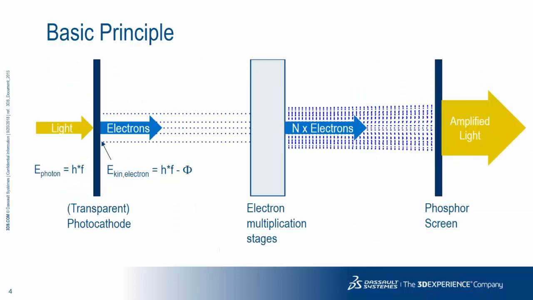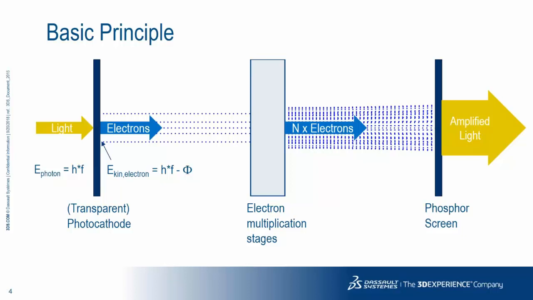So how does it work in principle? We have a basic principle sketch here, and let's have a look at the different stages in detail. In yellow here, we get some low-level light which illuminates a material. As you might know, light can be characterized by its photon energy, which is Planck's constant times frequency.